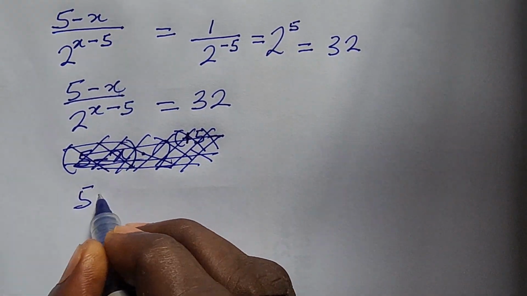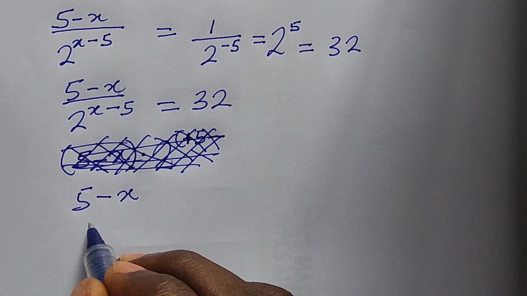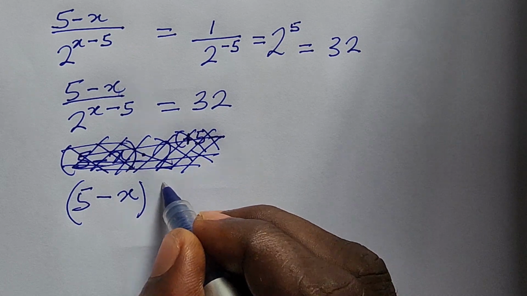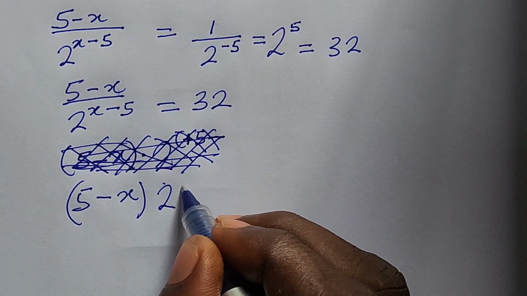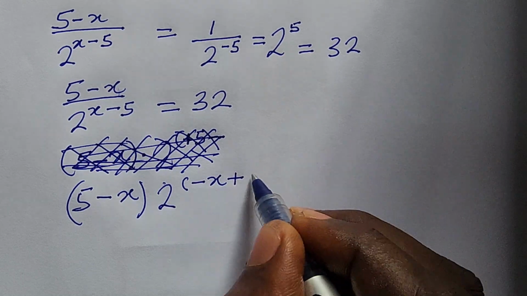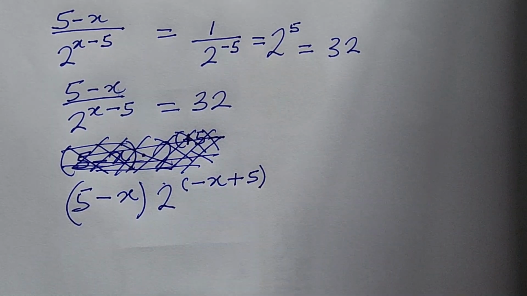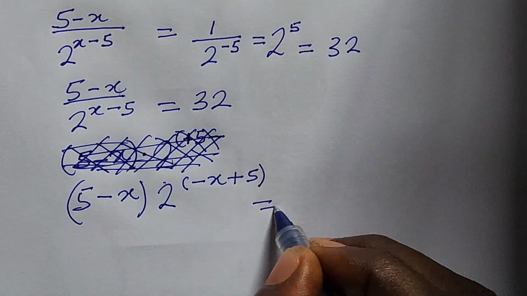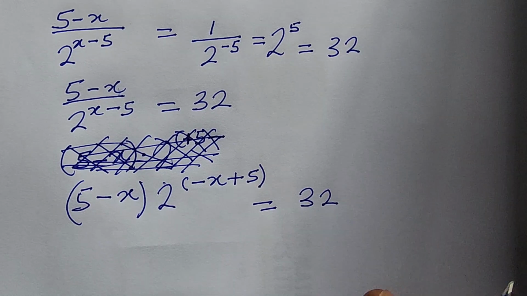Rewriting this in an attempt to remove this division sign, we're going to have this to be 5 minus x, in bracket there, times 2 to the power of bracket minus x plus 5 close bracket equal to 32.